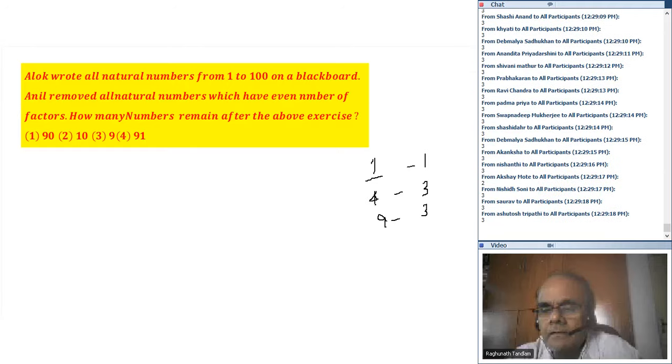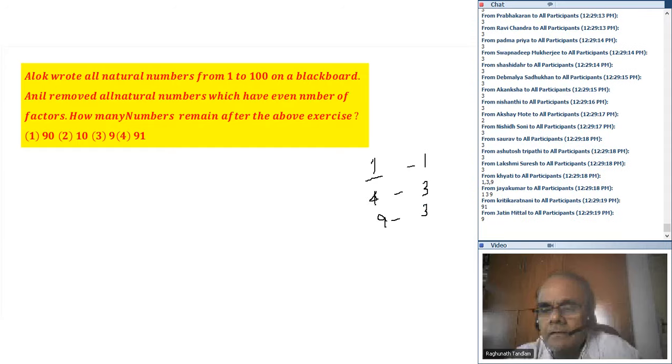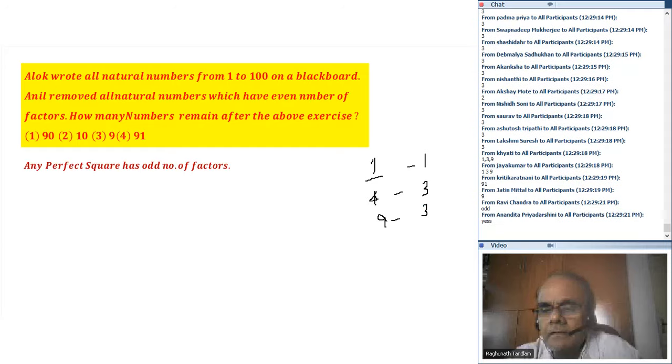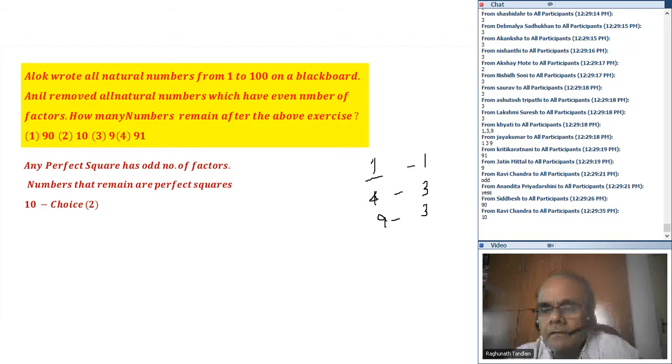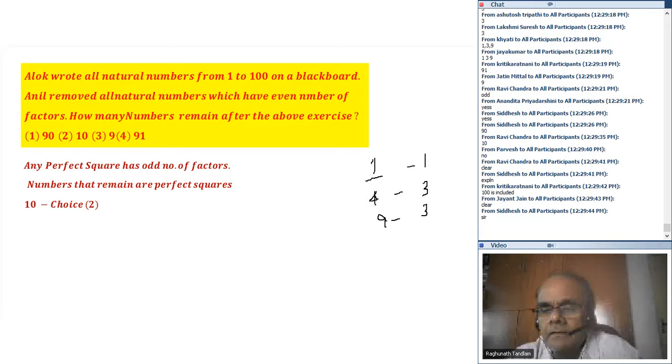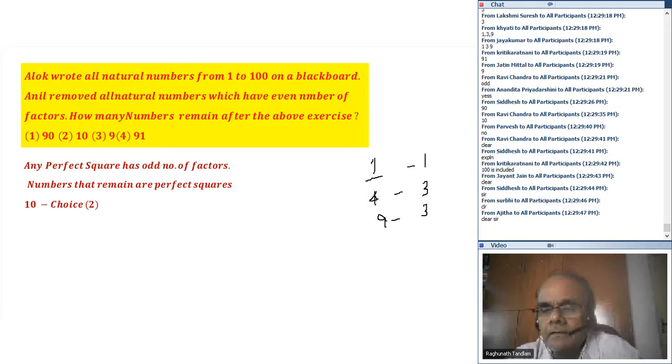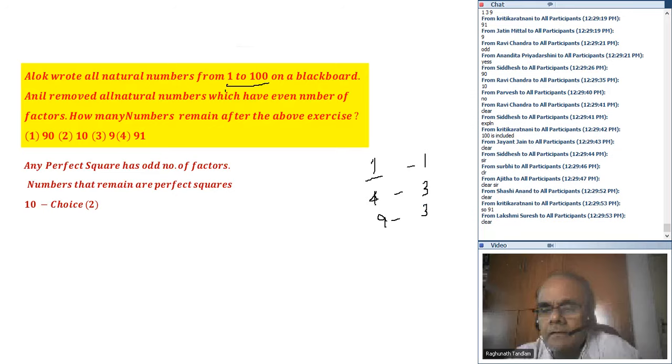All perfect squares have an odd number of factors. So what will you remove? You will remove all non-perfect squares. Numbers that remain are perfect squares. How many are perfect squares? 10 perfect squares. How many are clear now? Siddesh, the question asked how many remain, not how many erased. Yeah, 1 to 100. I said 1 to 100 means inclusive. 1 is included, 100 is included: 1, 4, 9, 16. These have an odd number of factors.